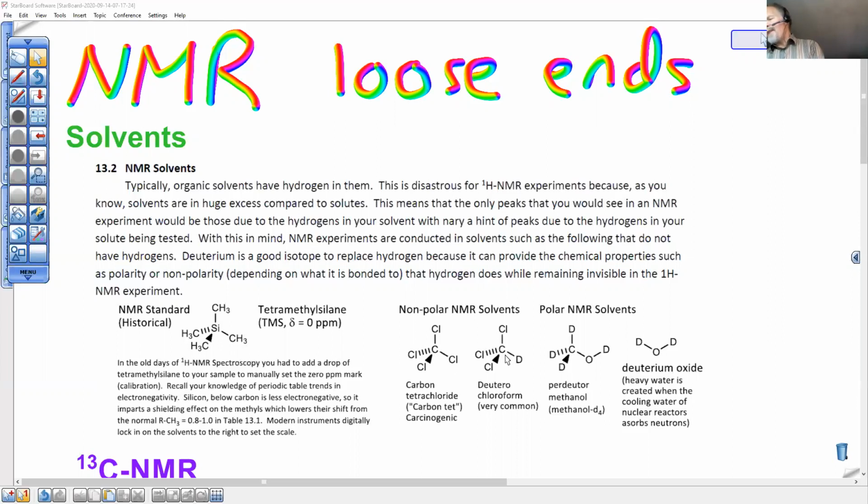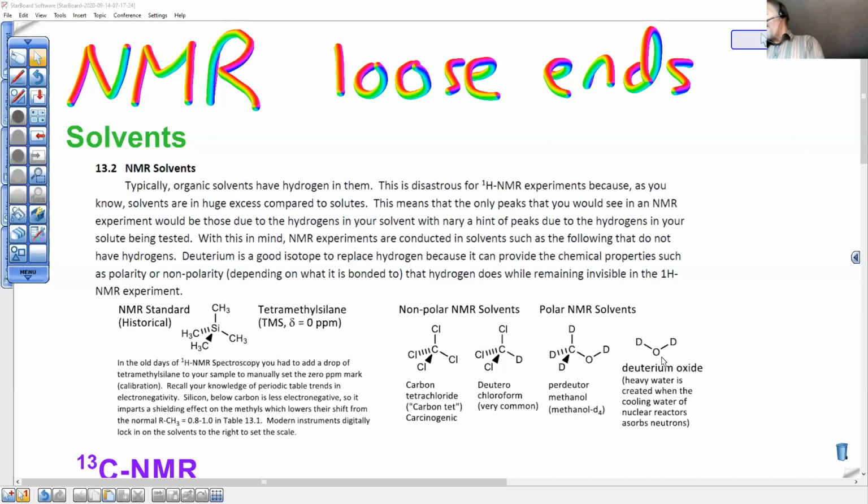Deuterochloroform is easily made from chloroform using acid-base chemistry and hydrogen exchange with deuterium. It is the most popular solvent. It's nonpolar and it's easily made, so it's not too expensive. Making deuteromethanol is a lot more expensive. It gives you a polar solvent called per-deuteromethanol. All of the H is replaced by deuterium, and that would be used for polar molecules.